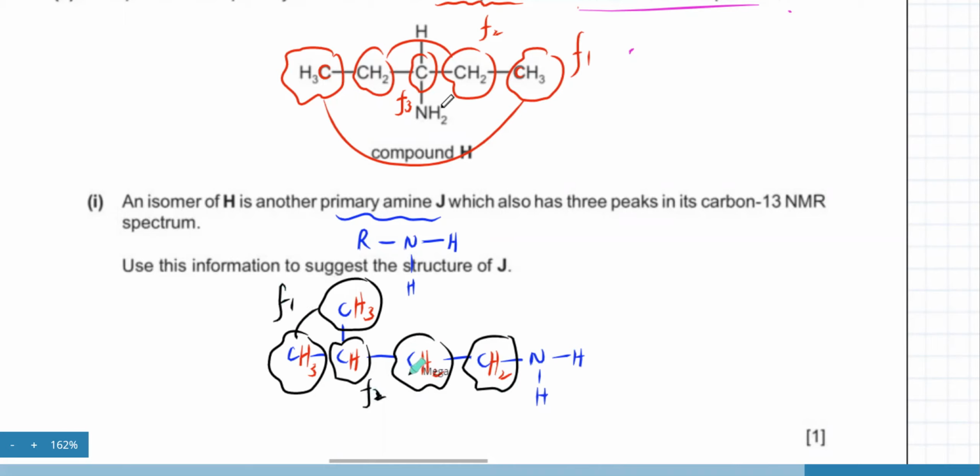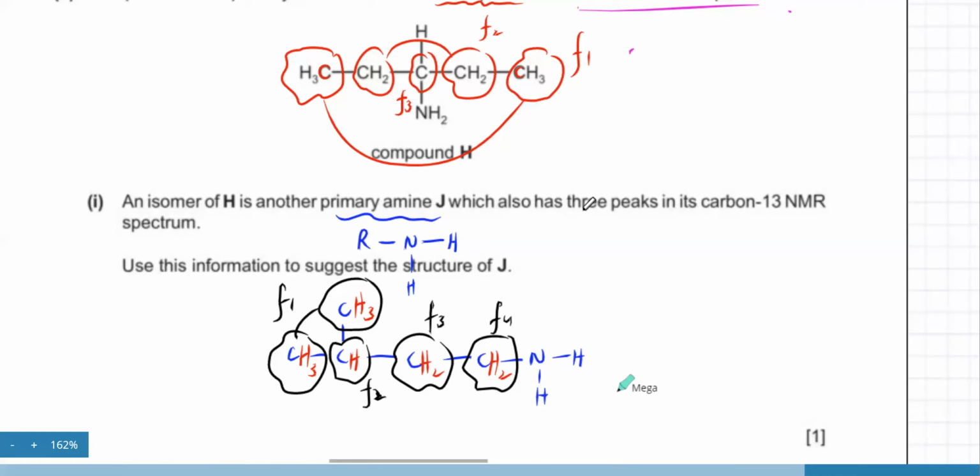These two CH2s are definitely different because this CH2 is bonded to something else. This CH2 is bonded to NH2. So the shielding and the groups are different. Anyways, we're not getting four frequencies. We're not getting four peaks. Because he said you're supposed to get three peaks.